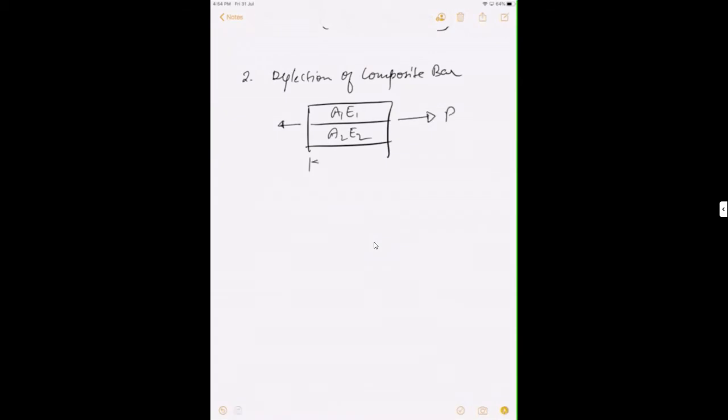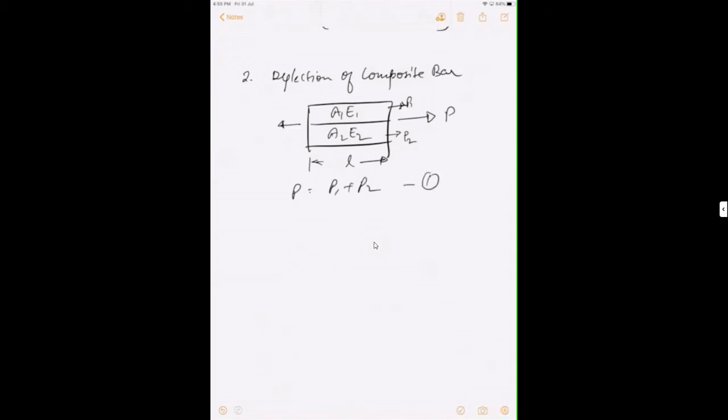Let's understand this problem here for deflection of composite bar. So I have taken two materials, A1 E1 and A2 E2, and I have applied total load P here. This is my length L. Now assuming the load borne by the first material is P1 and the load borne by the second material is P2, I can say that P is equal to P1 plus P2. This is my equation 1.